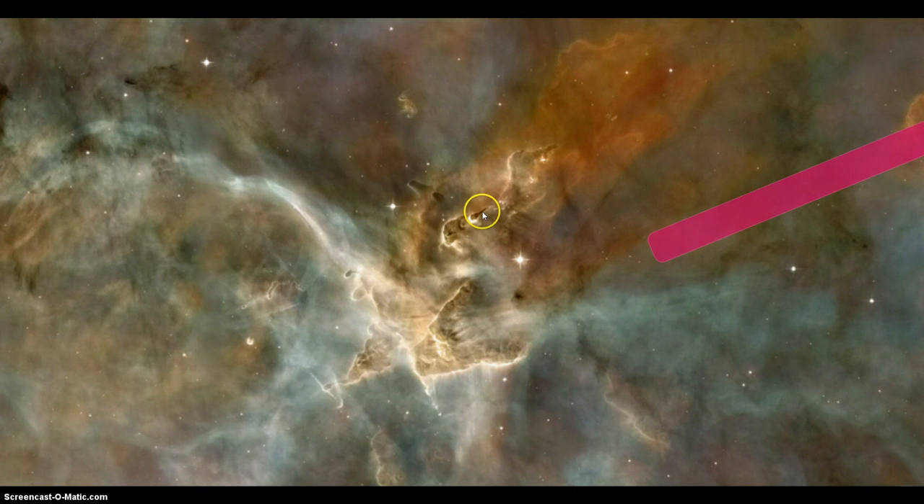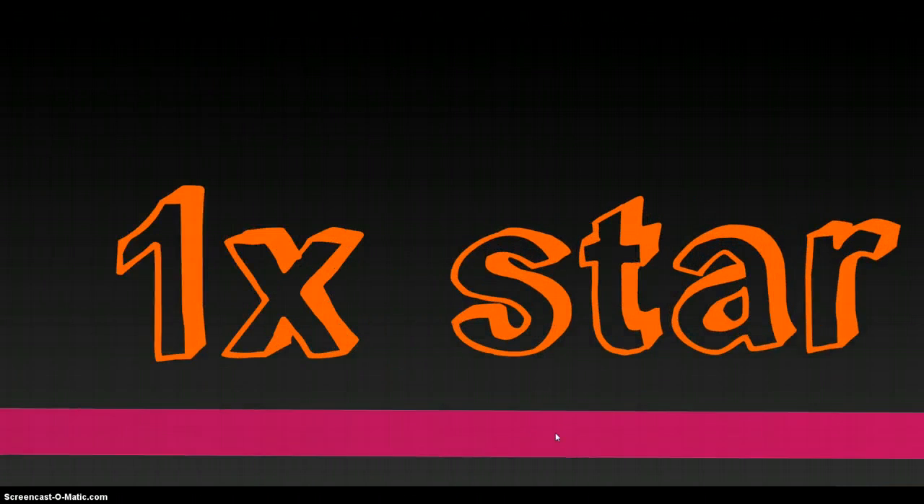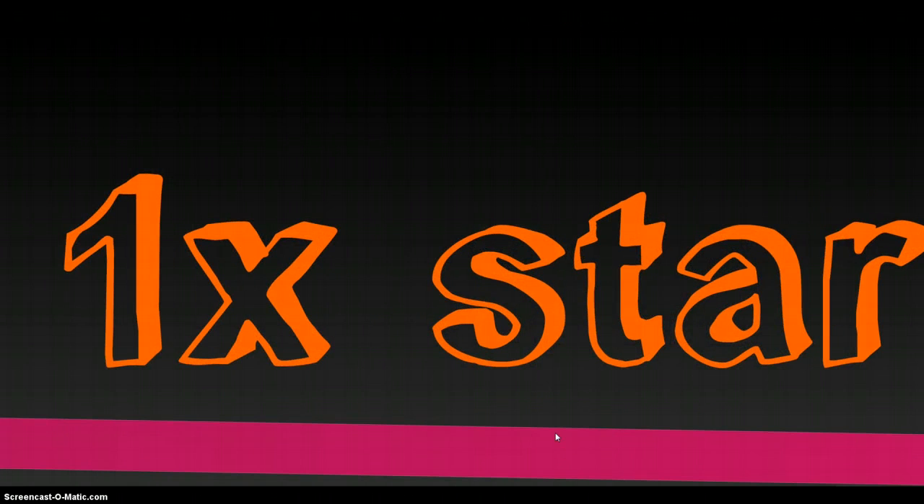And then, of course, we've got this beautiful piece of nebula right here. And again, you can see the gases clumping together, forming stars. It's pretty amazing to see whole solar systems forming right in front of your eyes. But we're going to go along with the 1x star variety here. And once we get through the 1x, I think you're going to find that 2x and 3x are much more straightforward and easy to do.